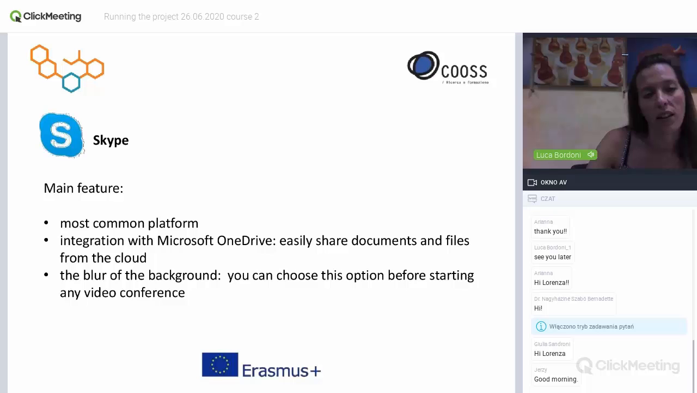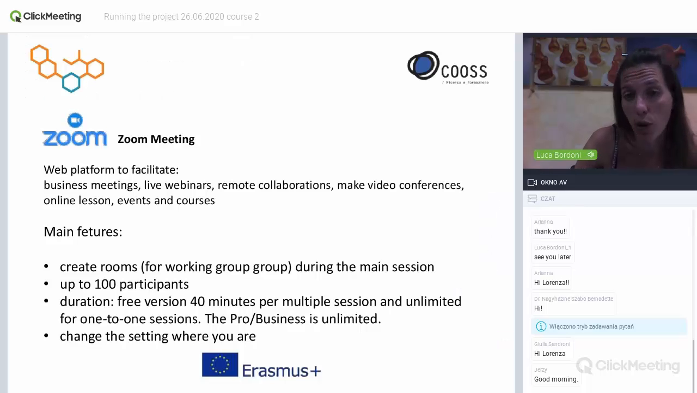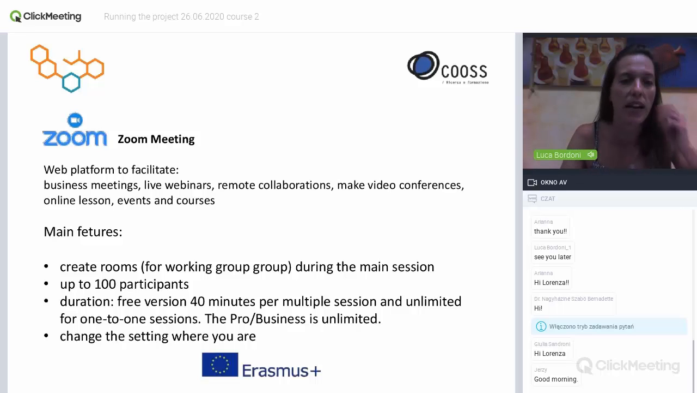It's a platform integrated with Microsoft OneDrive, easy to use to share documents and files, and now also there is the possibility to blur the background. That means that you can see in a very clear way, and the fog on my back, and it's a useful tool when I work, for example, from my room. Zoom meeting is the platform you will use this afternoon for your homework. It's one of the most common in the business sector.